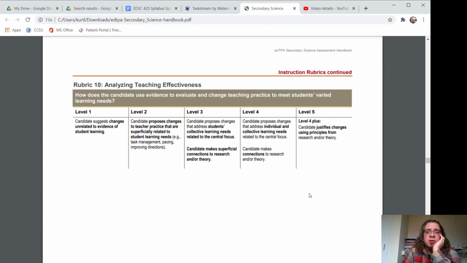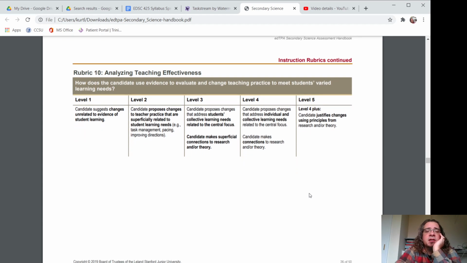Last but not least, rubric 10 for task 2, analyzing teaching effectiveness. How does the candidate use evidence to evaluate and change teaching practice to meet students' varied learning needs? This one's going to be more across the board with content areas. You're going to see very similar, if not exactly the same, language for rubric 10. So what are we looking at here?